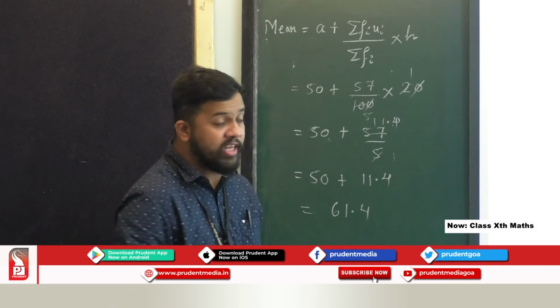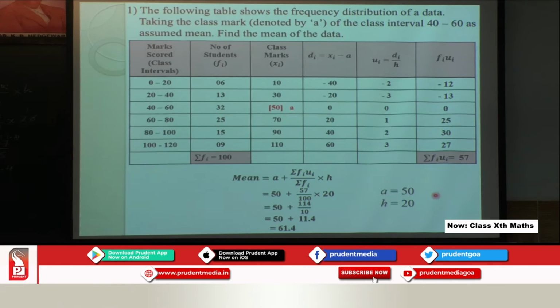Again, your answer will lie from 0 to 120. It cannot go beyond 120. So this is how to get the mean by using the step deviation method. Hope you are clear. Let's take the second example.